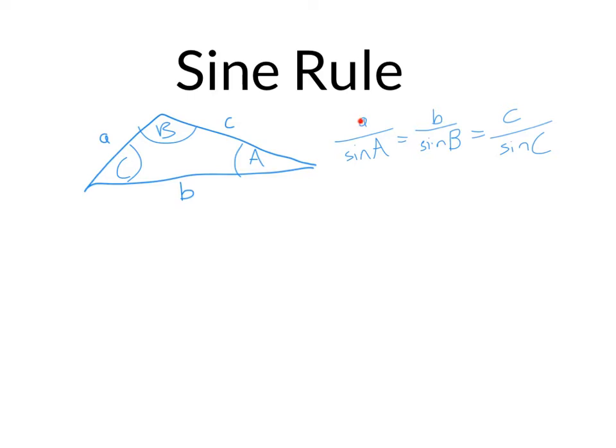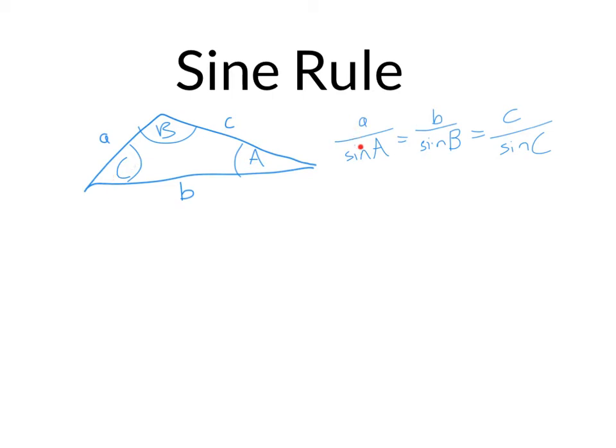It says a divided by sine A. So a side divided by the opposite angle is going to give you a ratio that's equal to b divided by sine of B. So again, b divided by the sine of its opposite angle, which will equal c, the other side, divided by the sine of its opposite angle.